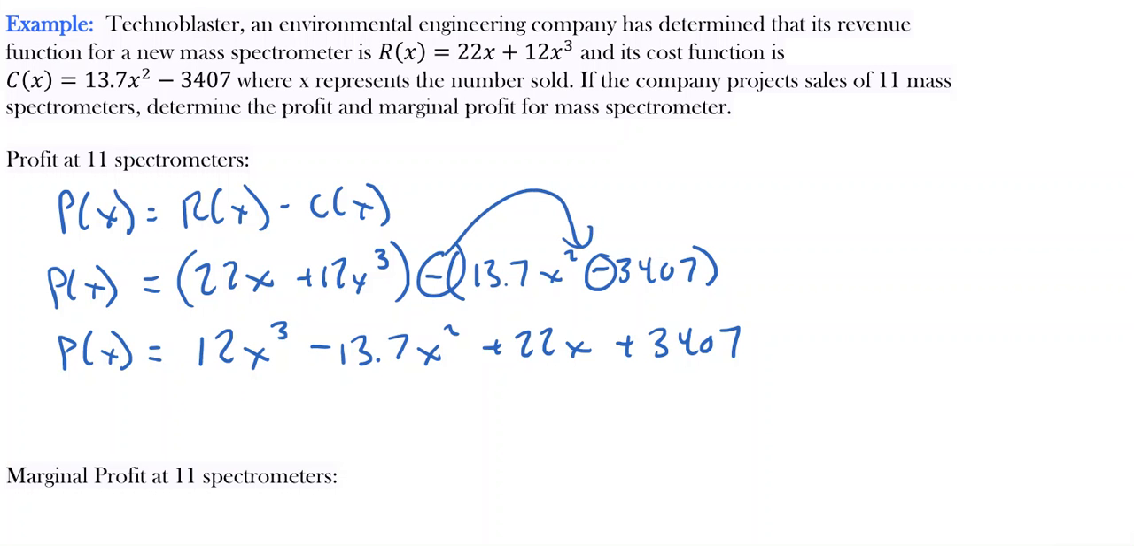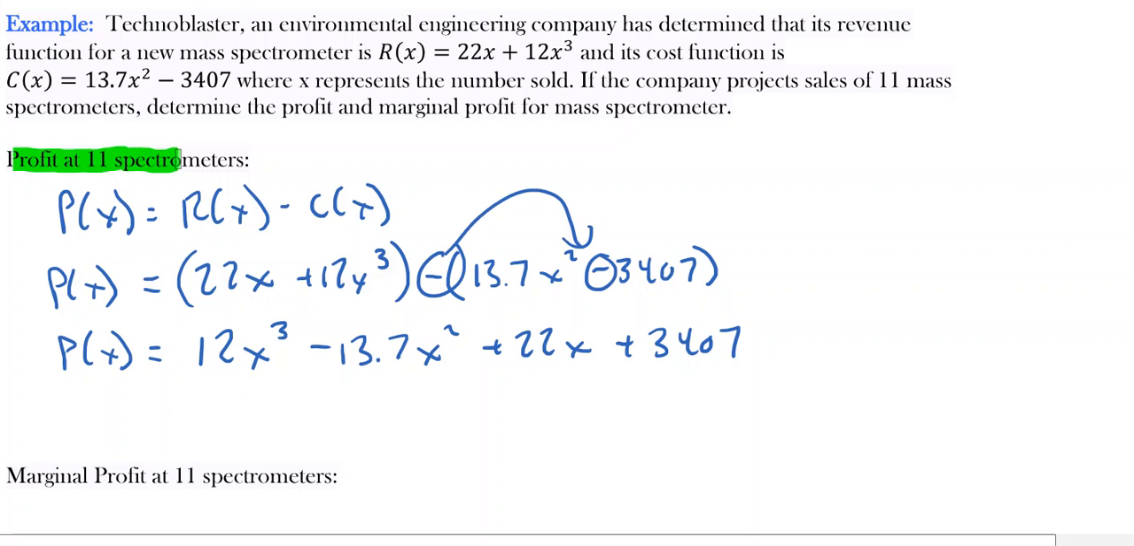Well, to answer the first question, what is the profit at 11 spectrometers? All we have to do is evaluate this in Desmos at 11. And when you do that, you're going to end up with 17,963.3. So when 11 of these mass spectrometers are sold, this is what the profit would be.